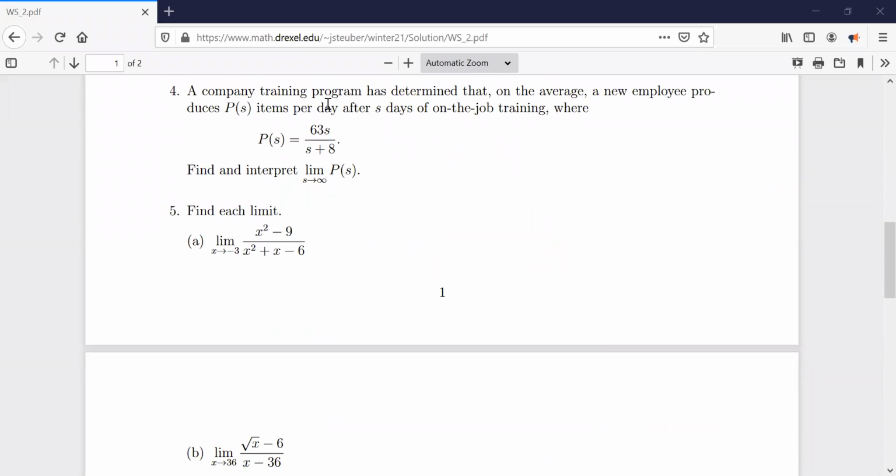So a company training program has determined that on average, a new employee produces P of S items per day after S days of on-the-job training, where P of S is equal to 63S over S plus 8. Find and interpret the limit as S approaches infinity of P of S.